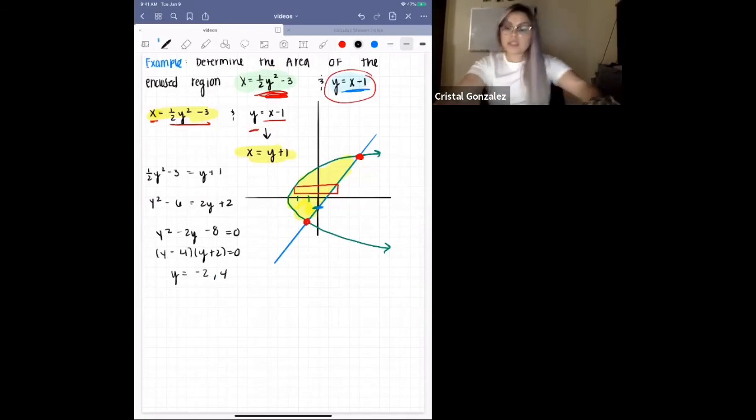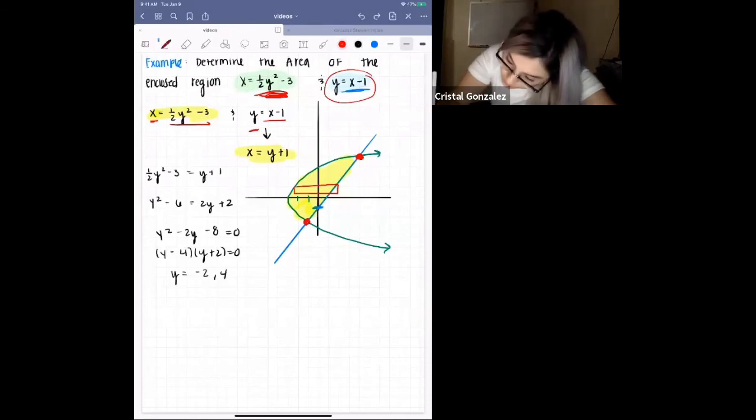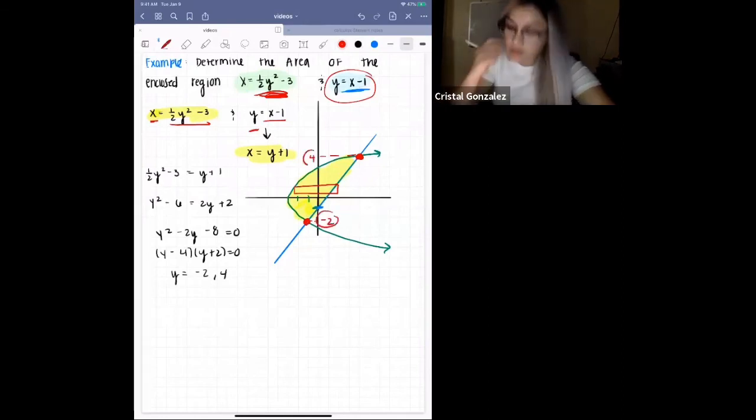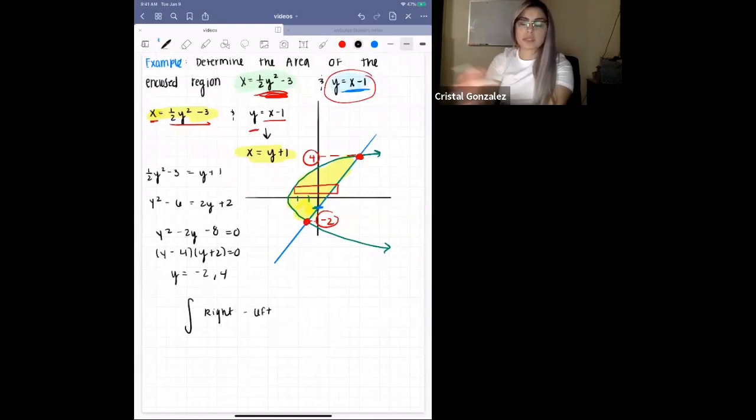So that means that this spot here, let me go back to red. And this spot here is going to be 4 and then -2. And so now we're going to integrate with respect to y from those two places. So now, since we have horizontal lines, we need to do the right function. Remember that we're going to do our right minus our left. And since we're integrating with respect to y, it's going to be dy. And it's going to be from -2 to 4.